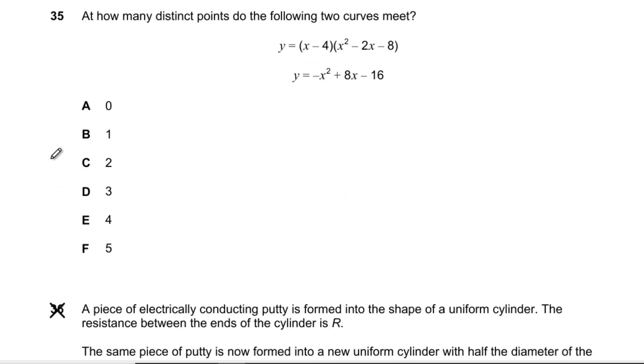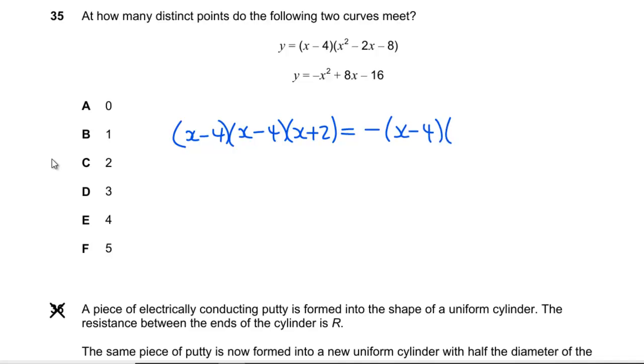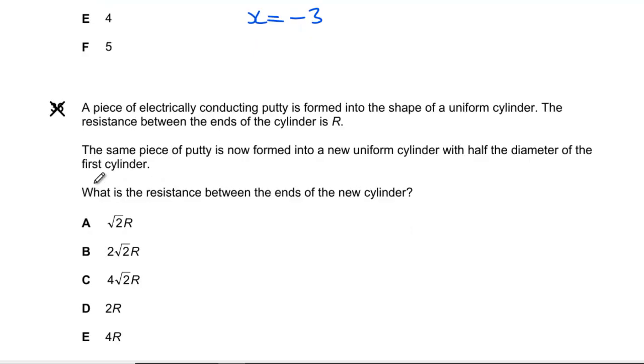35. How many distinct points do the following two curves actually meet? Right, okay, so we've got x minus 4. This is going to factorize, isn't it? We're going to have another x minus 4, x plus 2. And then for this one, we could have minus, what's this? That's just x minus 4 squared, isn't it? x minus 4, x minus 4. Yeah, that would work. So we've got x is equal to 4, or x is equal to minus 3. So C, 2 solutions. Right, they've suddenly gone easy on us.